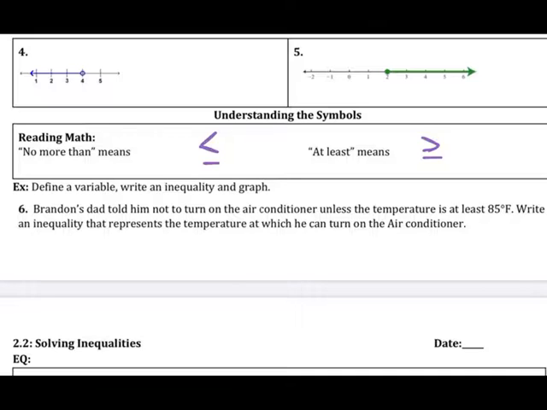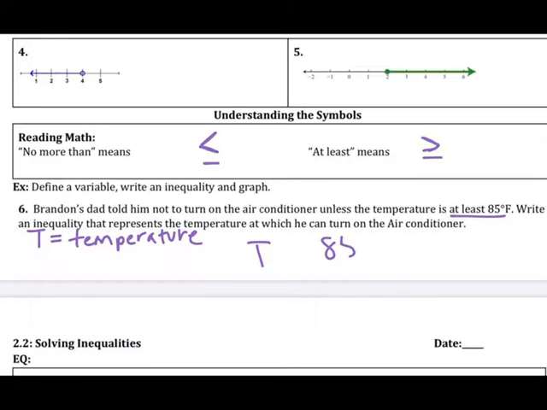All right, last question and then we're going to wrap up. Define a variable, write an inequality, and graph. Brandon's dad told him not to turn on the air conditioner unless the temperature is at least 85 degrees. Write an inequality that represents this temperature. So it must be at least 85 degrees. So I'm going to say that T equals the temperature, and then I'm going to write my inequality. So the temperature must be at least.